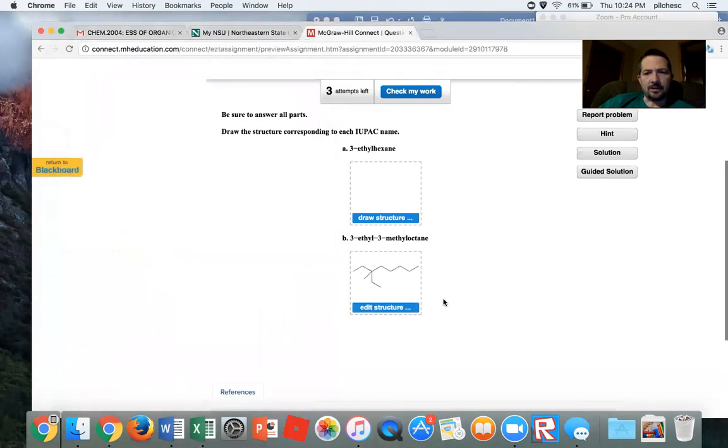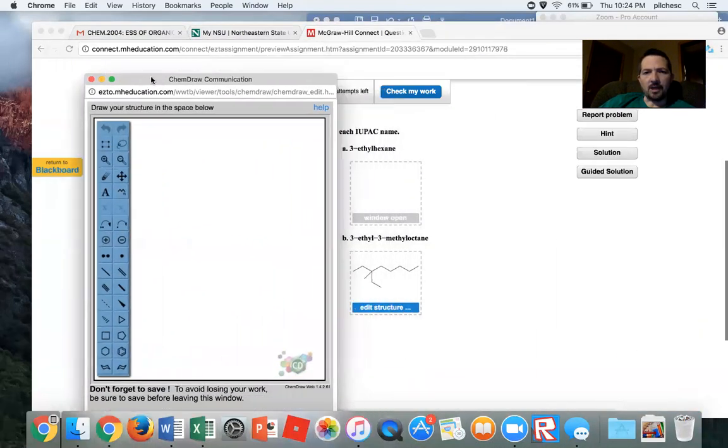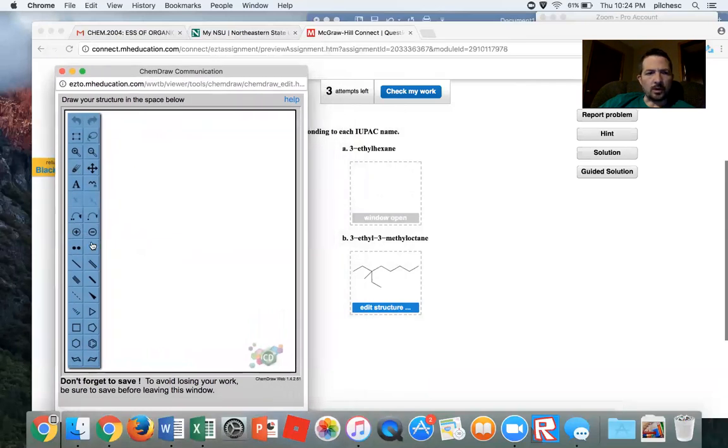So let's save next to that. Let's go ahead and draw this other one too, 3-ethyl hexane. I'll show you something here. It doesn't matter which way you draw them, which direction you draw them, as long as you have 6 carbons. So I can draw this any direction.